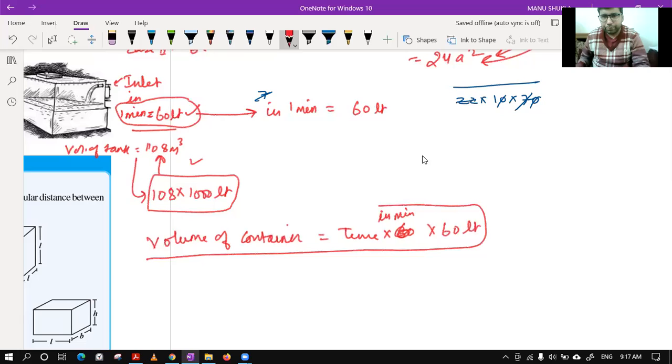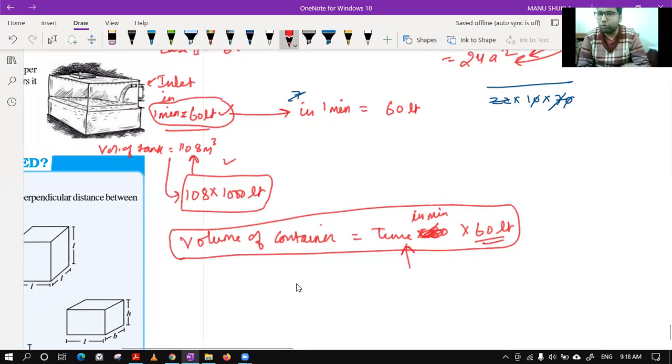Please confirm. I don't know the time right now. Okay. We know in 1 minute it fills 60 liters. If I write this statement, will that be correct? Please confirm. We can take the time as x or something and try to find the answer. The answer will come in minutes. Okay, you can try this statement, and if any issue, we will discuss it tomorrow. Okay, let me stop the recording.